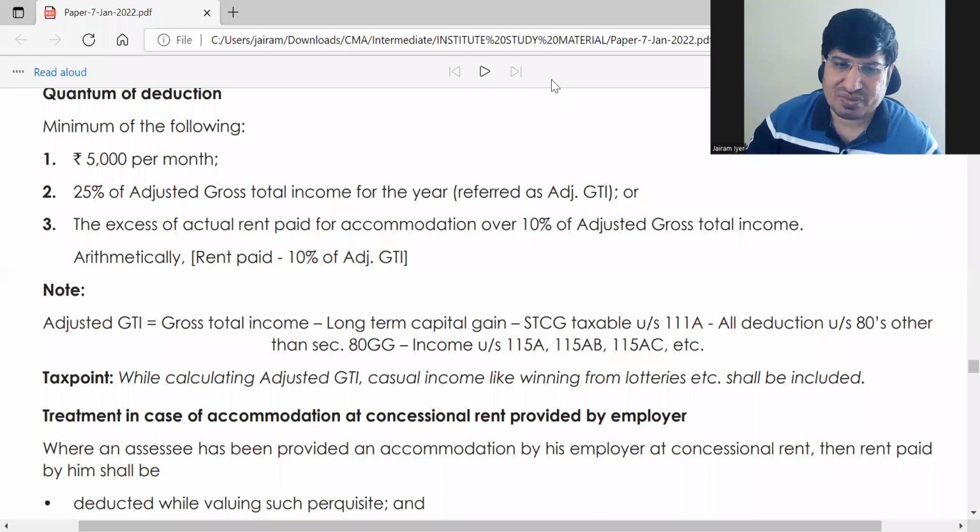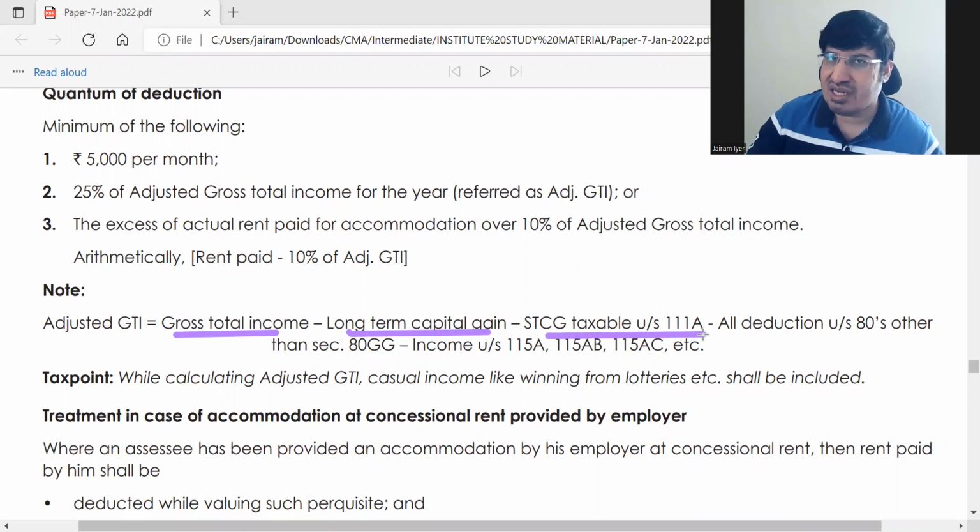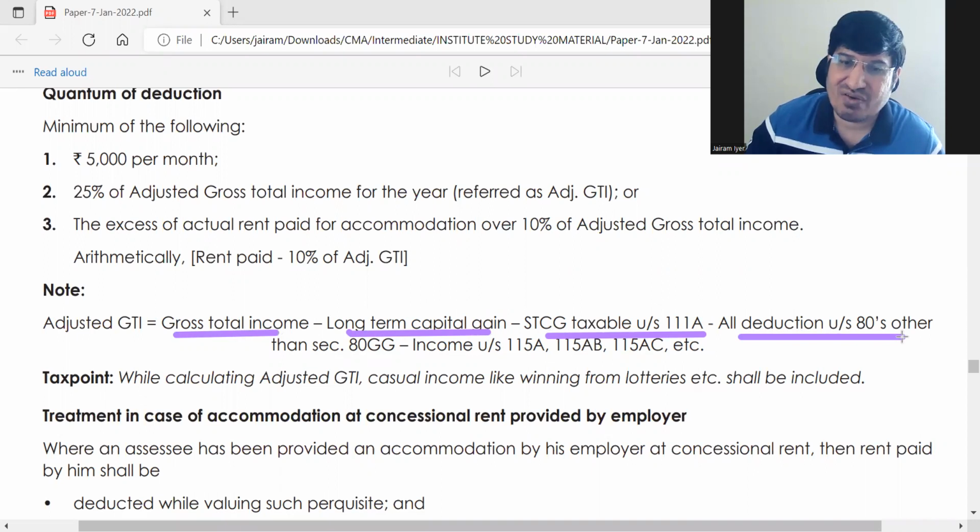Take the gross total income, reduce LTCG and reduce STCG under 111A, these two things. So basically these two are capital gain components, and after that just reduce all deductions under Section 80, except this deduction, because this is what you are computing, right? So except this, take all other deductions.